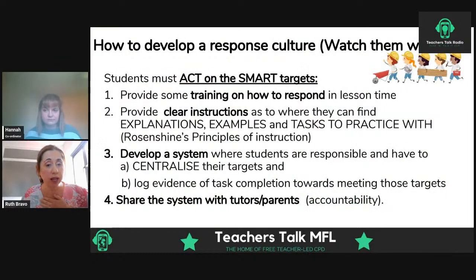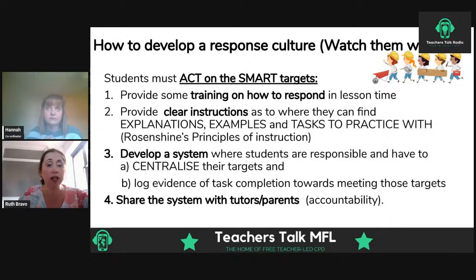So how do we do that in our school? In my department, we have developed a response culture where we watch them work. So we give them SMART targets. I won't bore you with what SMART stands for, I'm sure you're familiar with it: specific, measurable, time related, and so on. We provide training on how they should respond in lesson time. We get the students when they're in year 9, which is a bit late in terms of training them for self-efficacy and response to feedback, but we have to hone these in.